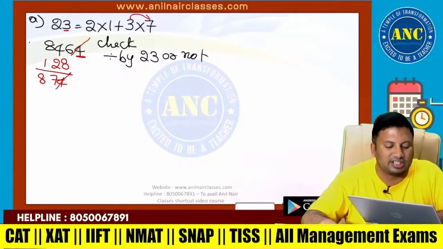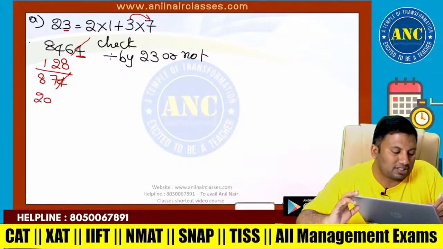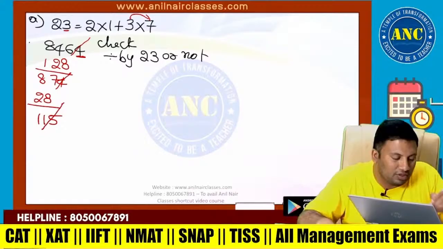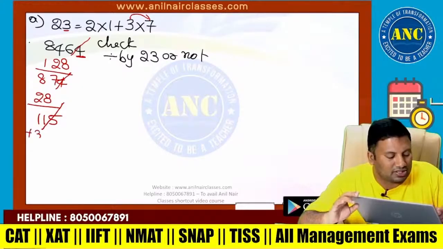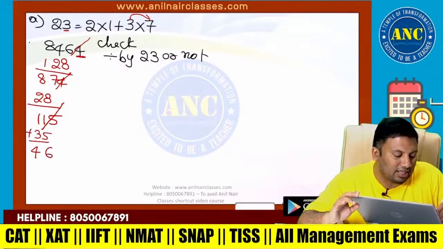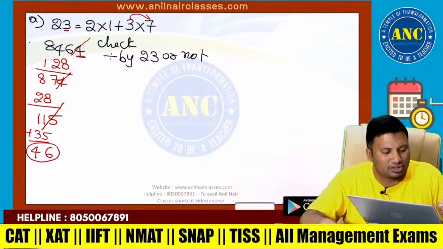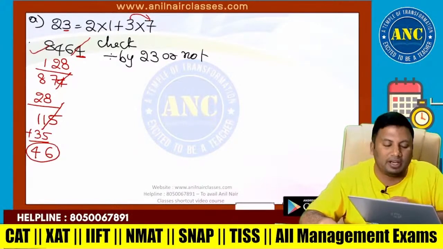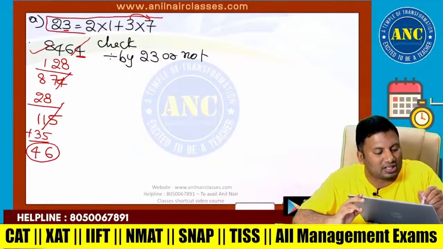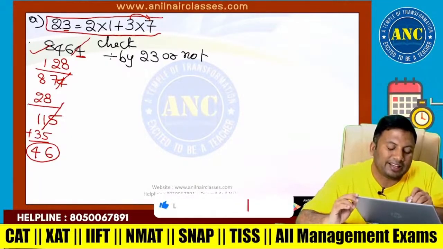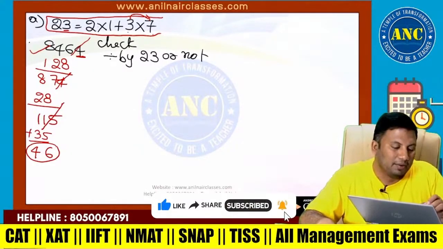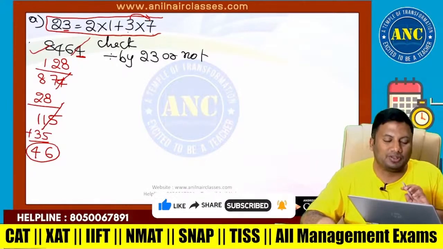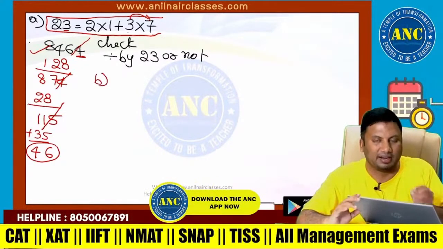Again take the unit digit and multiply it by 7. 4 7s are 28. 87 plus 28 is 115. Take the unit digit, multiply it by 7. 5 7s are 35. 35 plus 11 is 46. Anyway, 46 is 2 into 23. So the number is divisible by 23. Only based upon this concept, I am taking the unit digit, multiplying by 7, and adding it to the remaining part. I hope the idea is clear.